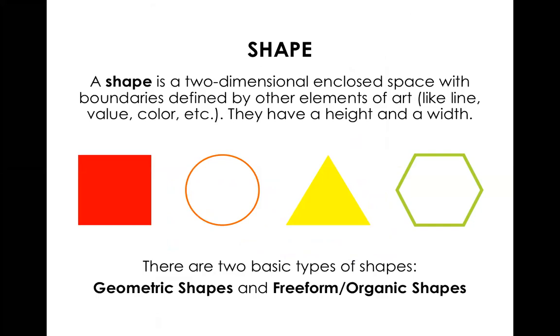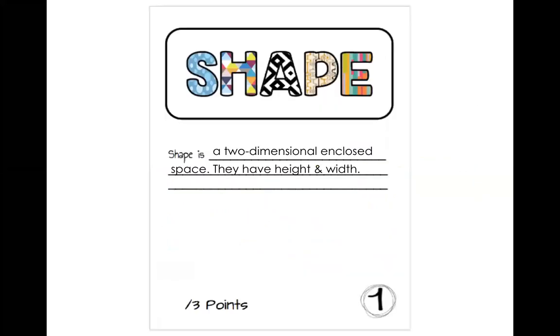Shape is a two-dimensional enclosed space with boundaries. So we talked about the other day how there are two types of shapes. There's geometric shapes and there's freeform or organic shapes. So the first page of your digital sketchbook, all you have to do is just put the definition of shape in there, okay? And you're just gonna type it in.